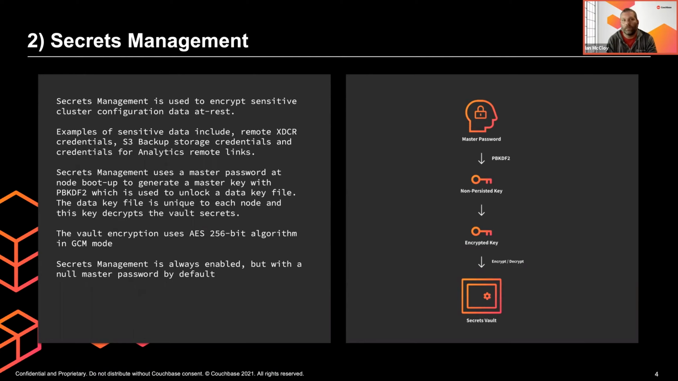The secrets management is always enabled on a cluster, but by default, it has a null master password. So it's really important to go in and change that master password so that you can completely and securely encrypt the secrets in a cluster. Some of those secrets include things like S3 backup storage credentials or credentials for cross data center replication for another cluster. So this is an important one to make sure you implement.